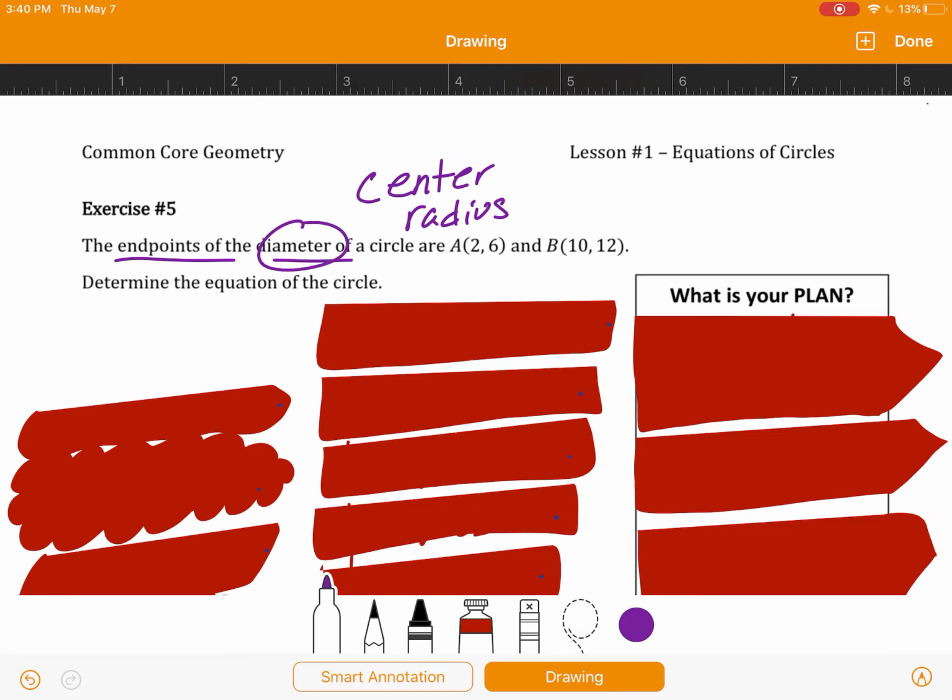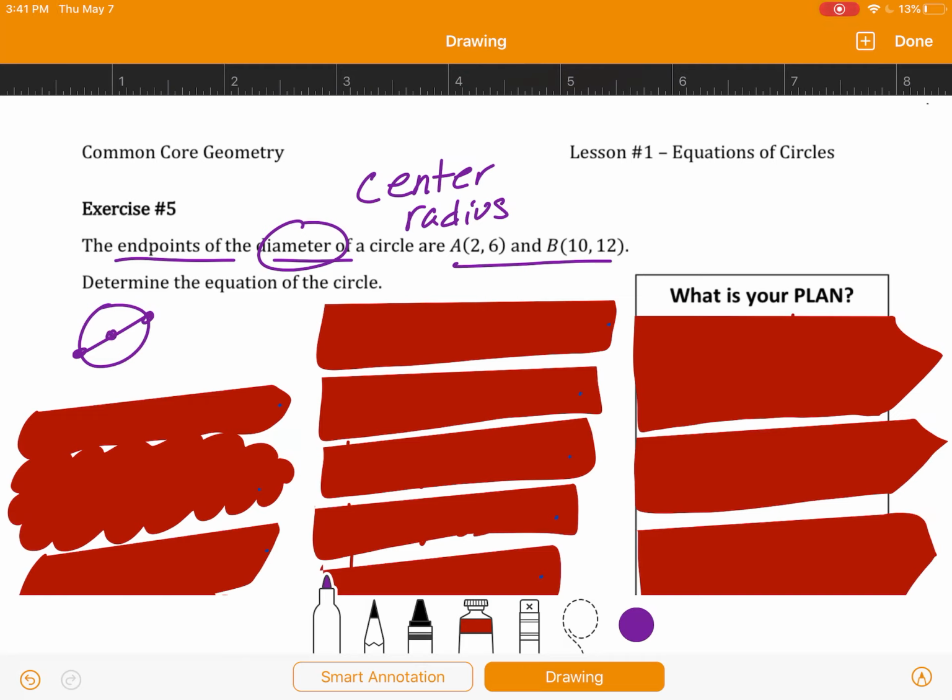So we can figure out what the center is by first taking a look at what these points are going to look like. So if we had our circle and they gave us 2 points, we know that the midpoint of the diameter is going to be the center of the circle.